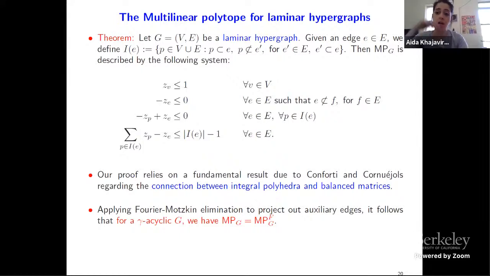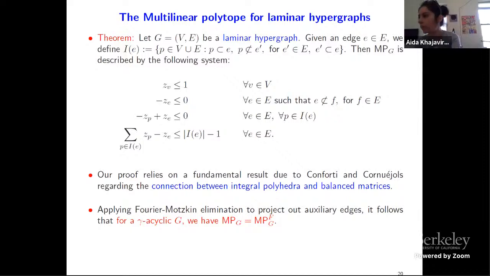Why is that? So we use here a technique from integer programming, and that is the following. If I have a polyhedron defined by a system of inequalities, I look at the matrix corresponding to the coefficients of those inequalities. If that matrix is balanced, then the corresponding polyhedron is integral, meaning that the vertices are 0, 1 valued.